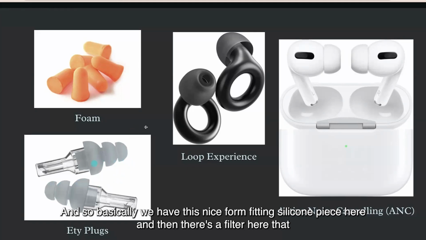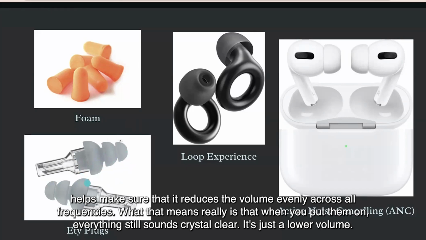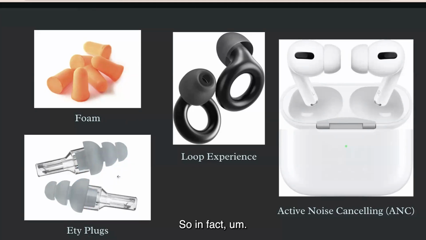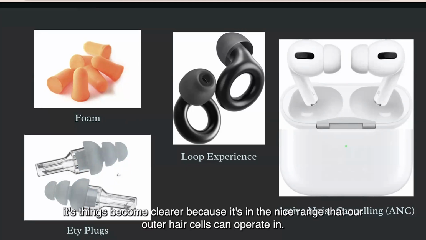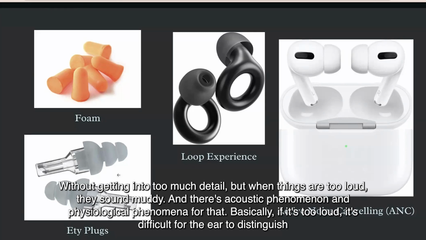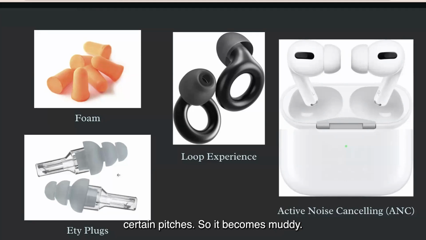And so basically, we have this nice form-fitting silicone piece here, and then there's a filter here that helps make sure that it reduces the volume evenly across all frequencies. What that means really is that when you put them on, everything still sounds crystal clear. It's just a lower volume. In fact, things become clearer because it's in the nice range that our outer hair cells can operate in. Without getting into too much detail, when things are too loud, they sound muddy, and there's acoustic and physiological phenomena for that. Basically, if it's too loud, it's difficult for the ear to distinguish certain pitches, so it becomes muddy.